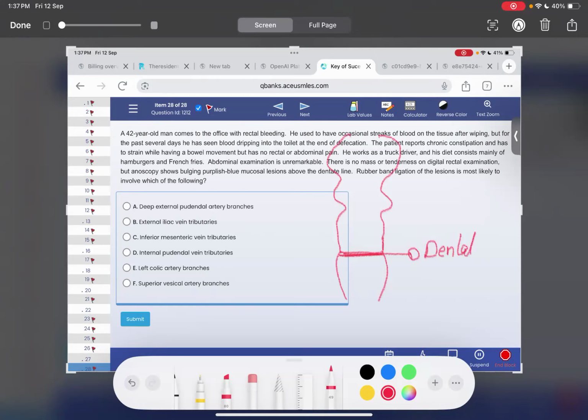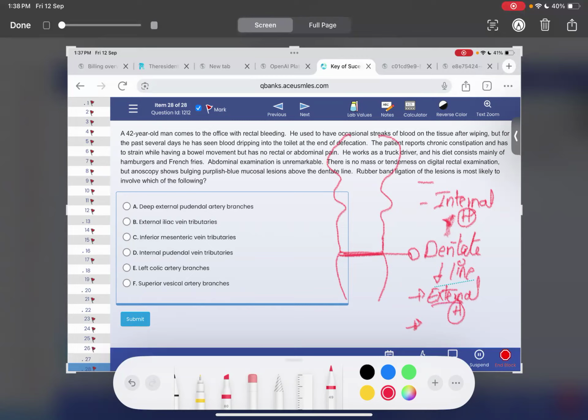Now, above the dentate line, this is called internal hemorrhoids. And below the dentate line is external hemorrhoids. What is another name for the internal hemorrhoid? Do you know another name? External hemorrhoid is also called superficial hemorrhoids.